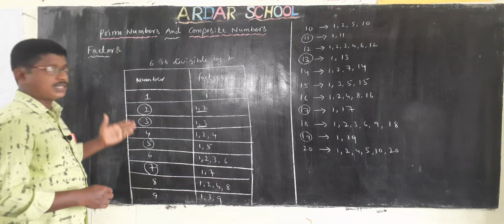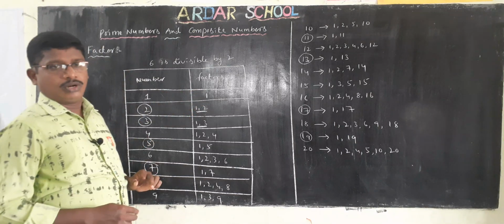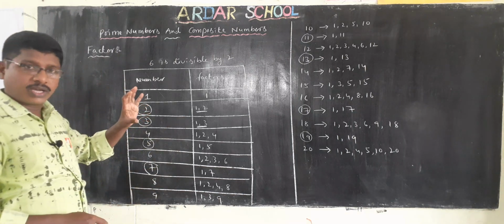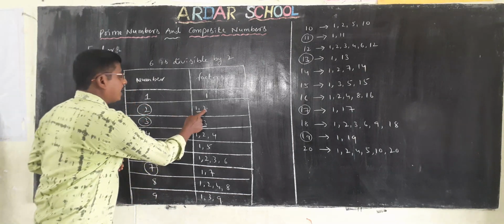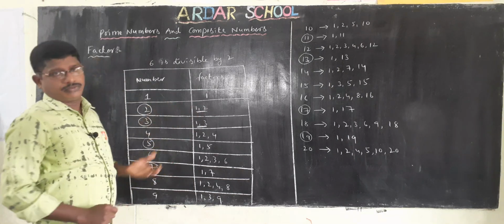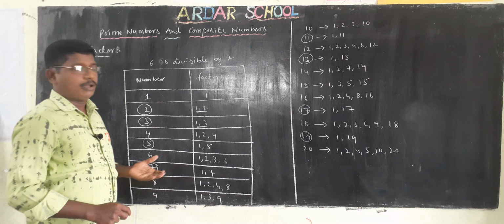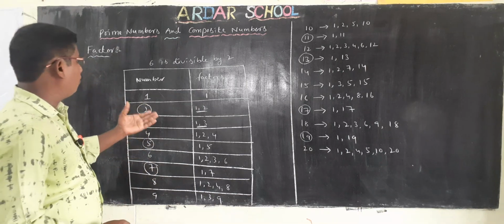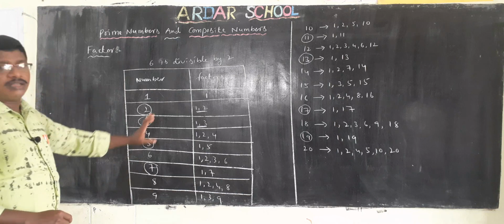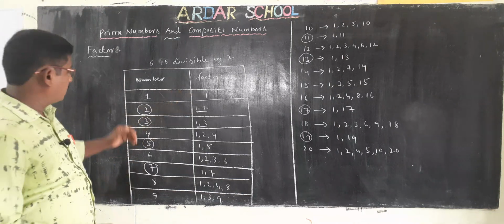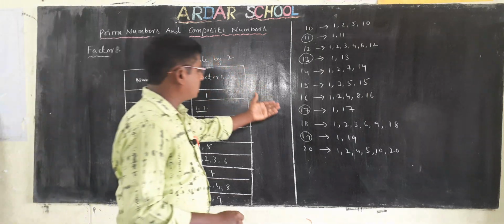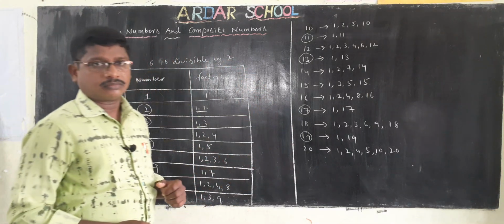The two factors are 1 and itself only. 1 is a factor of every number, and the number itself. So the numbers having two factors are called prime numbers. For example, 2, 3, 5, 7, 11, 13, 17, 19 and so on.